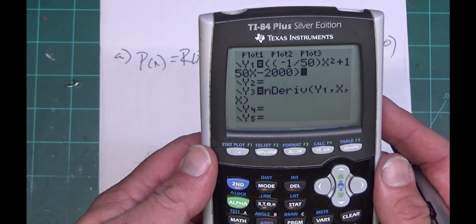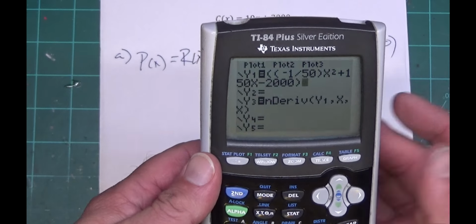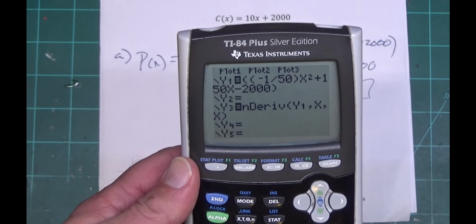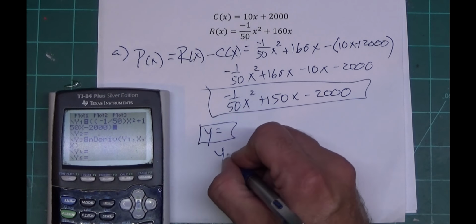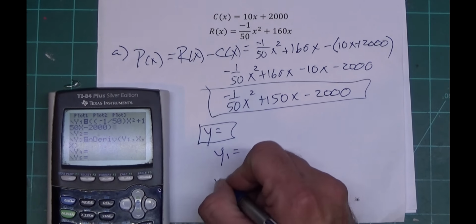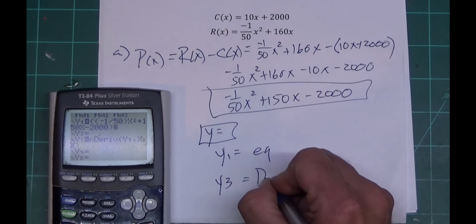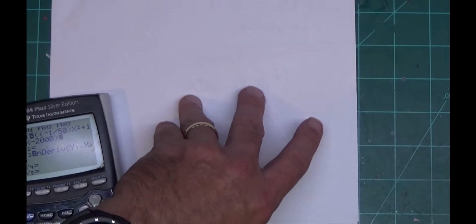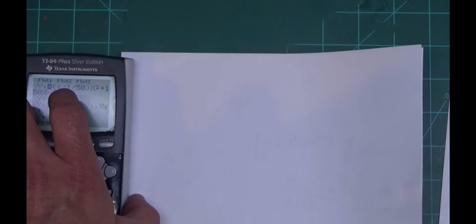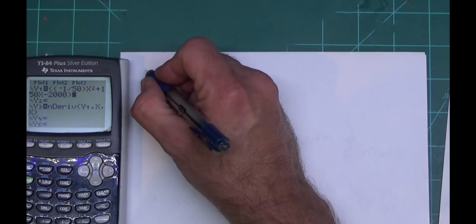Let's bring it up a little bit so you can see it. If you have to, just pause the video at any point and look at the screen. So in y1 we've typed our equation. Down in y3 we have our derivative. Now part B, what we want to find in part B is the exact profit for selling 50 items.